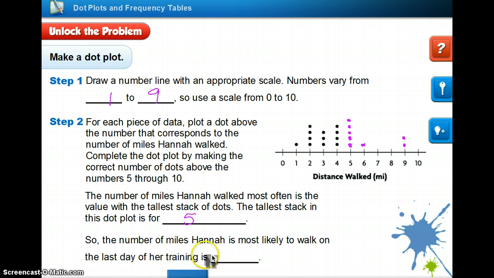So the number she's most likely to walk on her last day, the answer is 5, because if somebody does something the most, you assume they're most likely going to do that again. Now, it could be different, but based on her walking 5 miles 5 times, that's what's most likely to happen the next time. It's because it happened the most often so far.